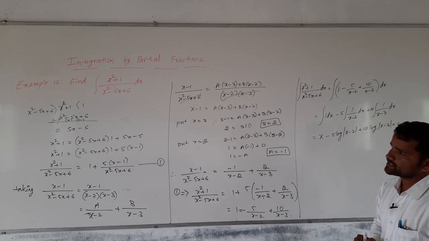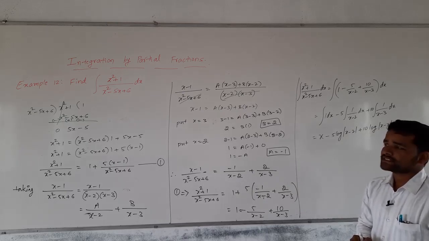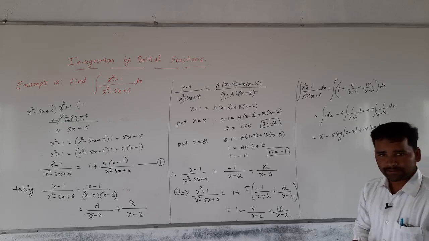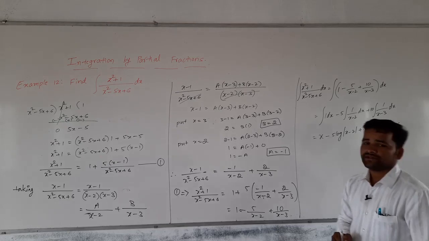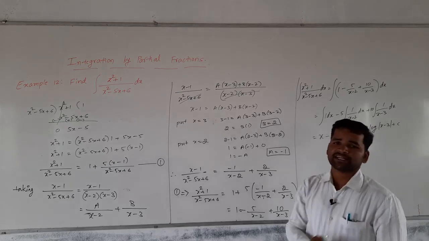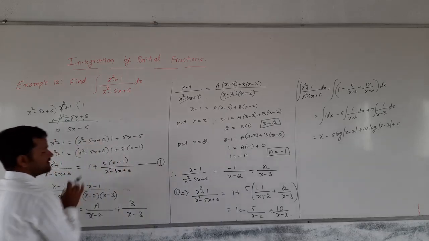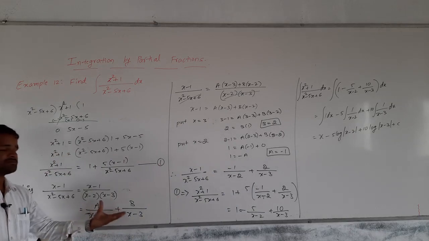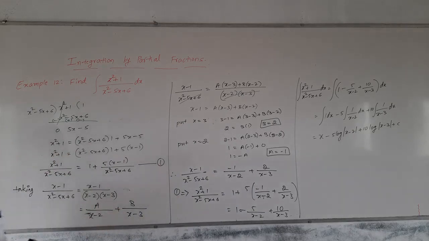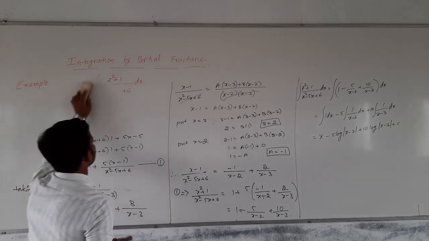This is about example 12 and how to use partial fractions when it is in improper fraction form. When it is in improper fraction form, first of all, you need to divide the numerator by the denominator. It simplifies the problem, and for the remaining part, we can apply partial fractions to simplify the problem. Okay, now we will take the next example.